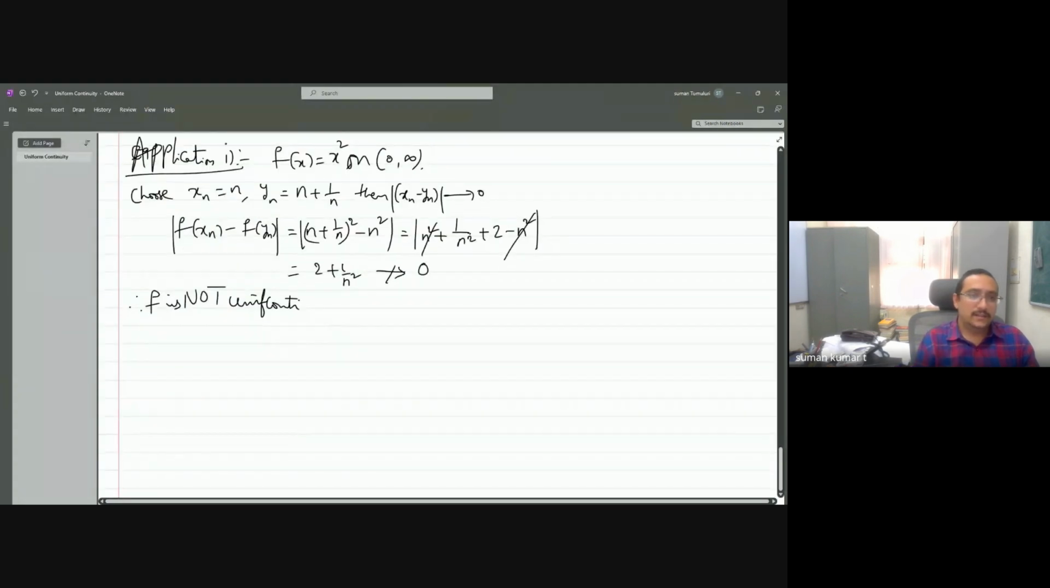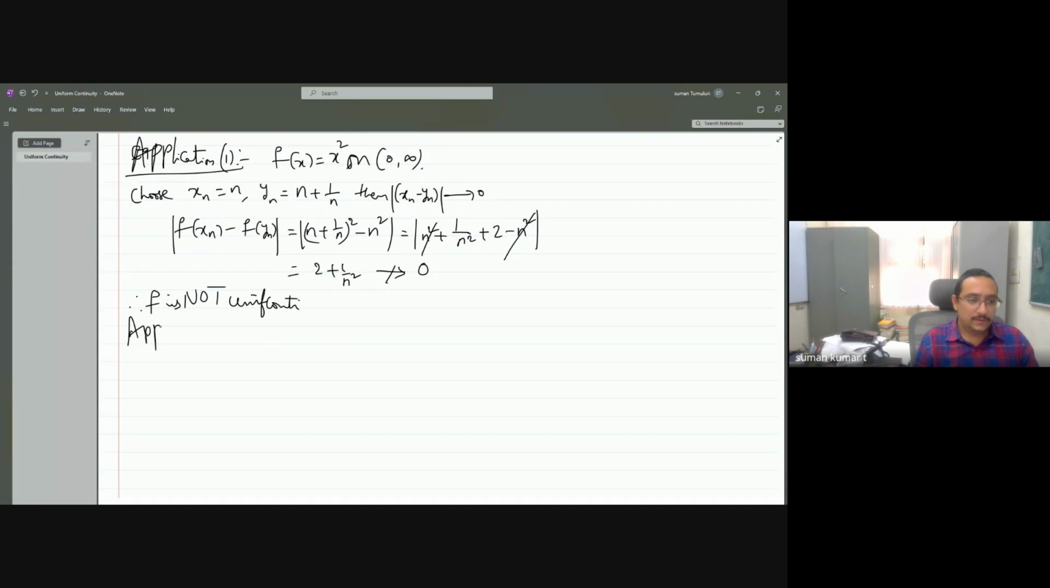Okay. Now application 2, you take f from 0 infinity to r, f of x equal to x square. No, sorry, not x square. Something like cos x square. This is slightly complicated, I think, in order to estimate. Of course, still you can do it, but it is very easy to apply this.